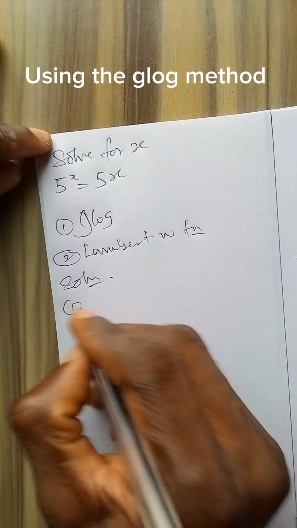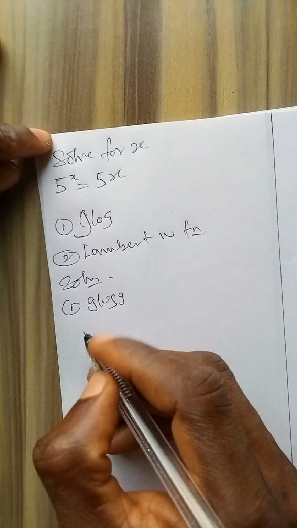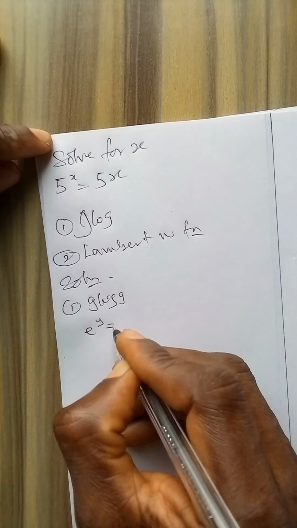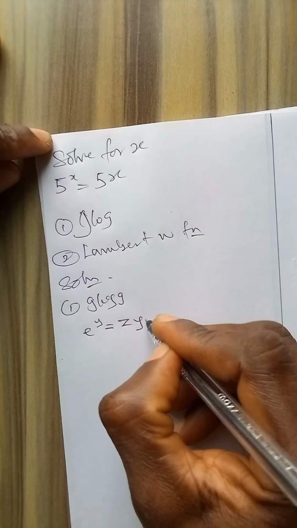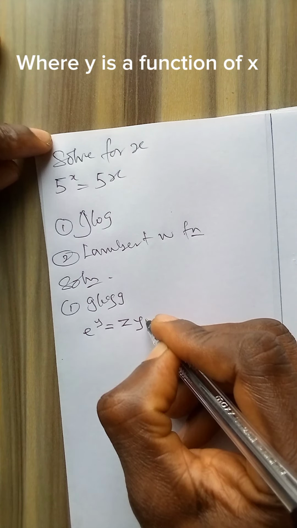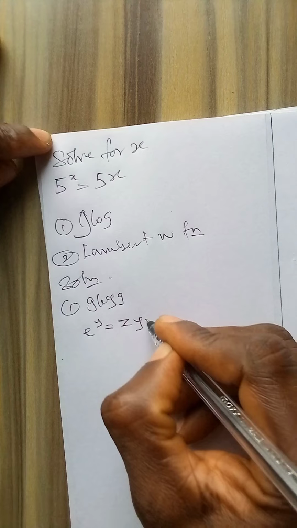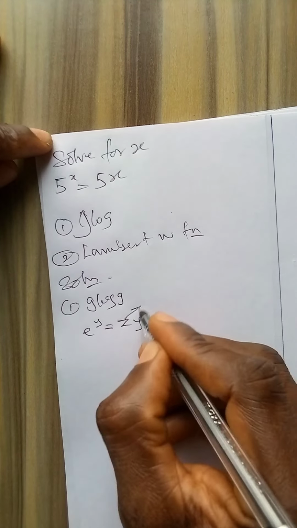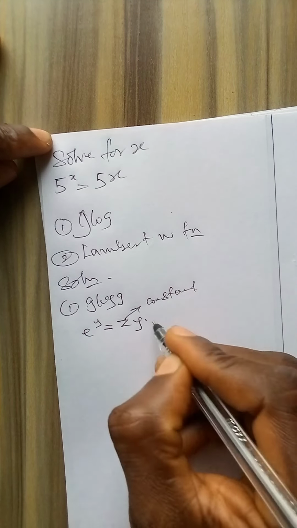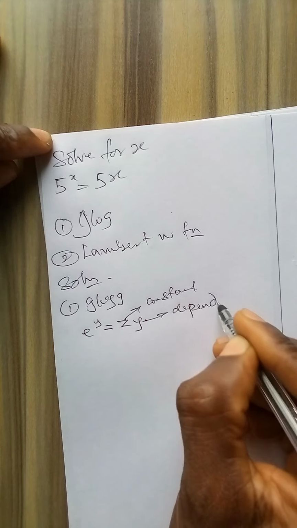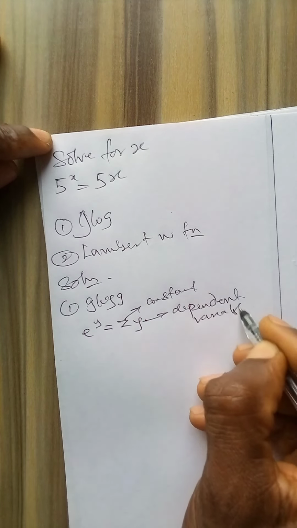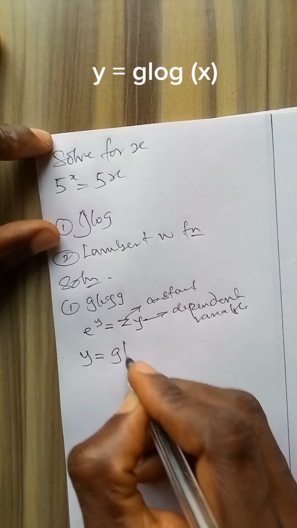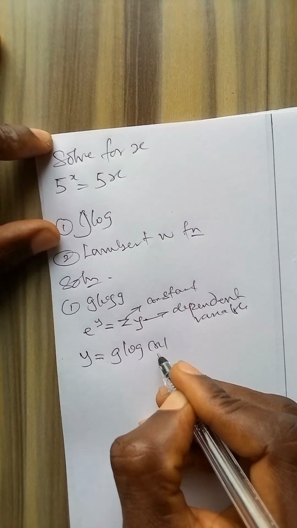Solution. Now, what do we know about the G-log method? In the G-log method, if we are given e to the power y equals z y, this is a function that depends on the variable x, so that this is the dependent variable while x is an independent variable, and z is the constant. So if we have an expression like this, we can find the value y is equal to g log x. So this is the independent variable.